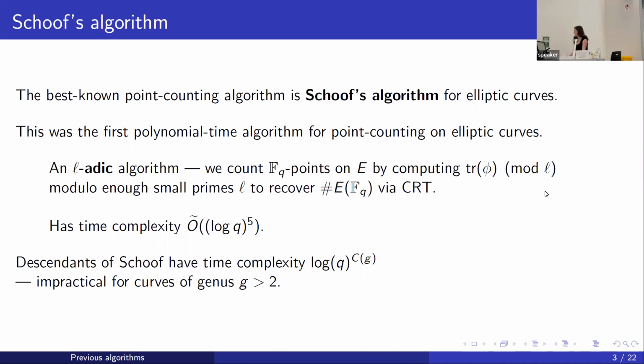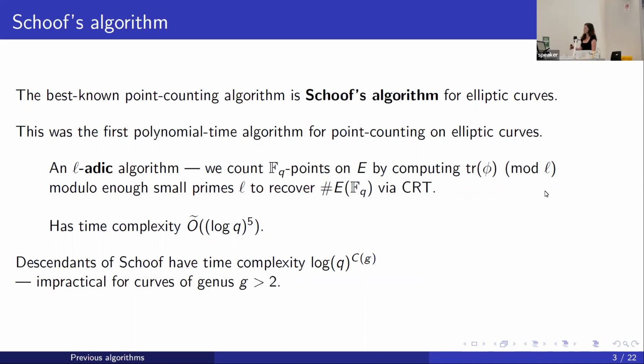And the way it works is by computing the trace of the Frobenius morphism on the curve modulo a lot of small primes l. And you do this for an appropriate set of small primes as dictated by the Hasse-Weil bound for the number of points on the curve. And from that, you recover the actual point count for the curve via the Chinese remainder theorem. Schoof's algorithm was generalized within a few years by Pila and Adleman and Huang to work for curves of arbitrary genus, not just genus 1.